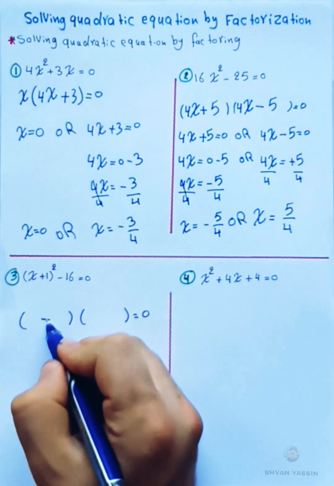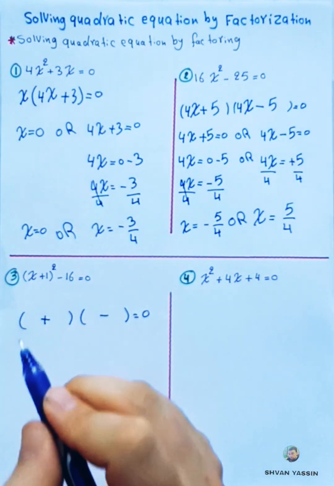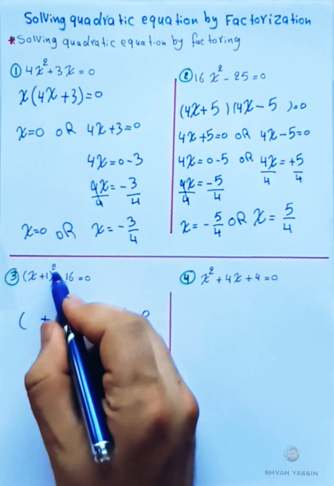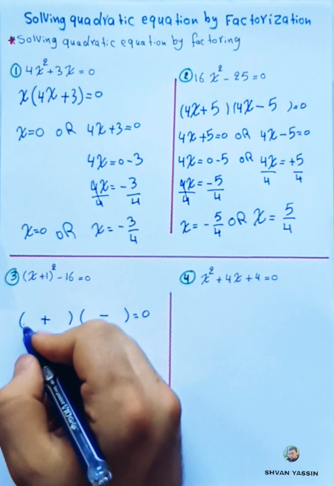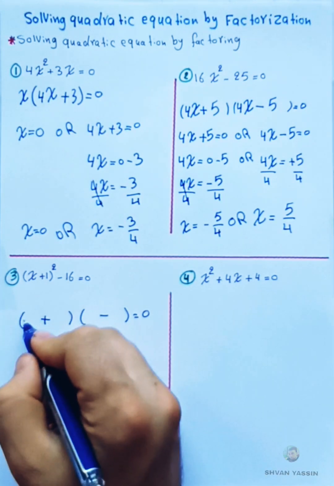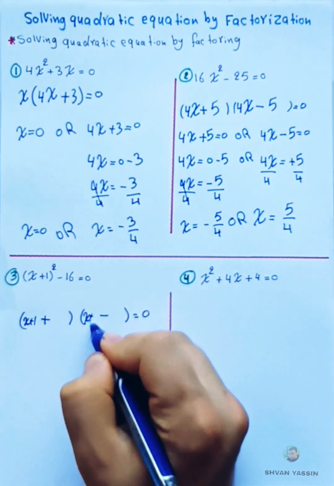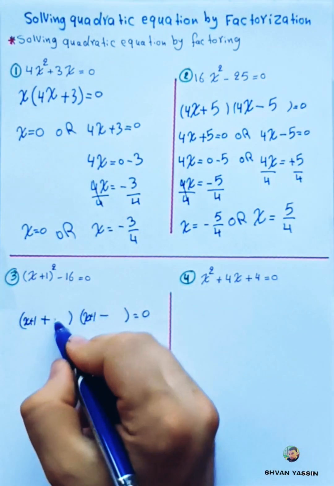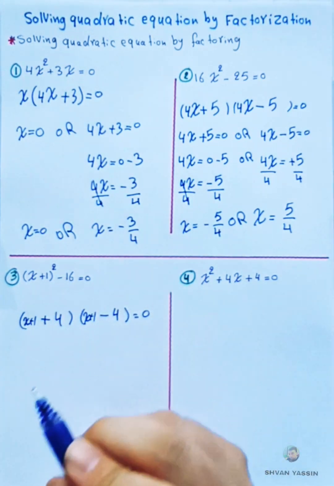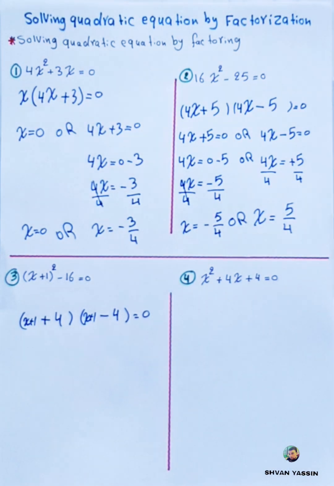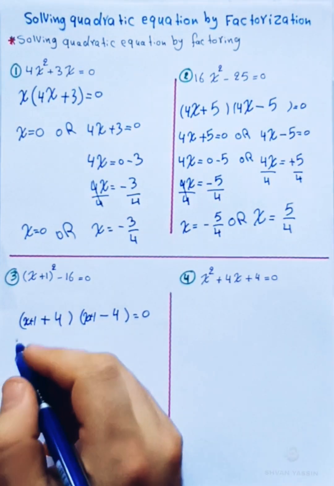The first one is plus and the second is minus. X plus 1 squared comes from x plus 1 multiplied by x plus 1, so we have x plus 1 and x plus 1, and then 16 comes from 4 multiplied by 4. After that you have to equal each expression to 0 and find the value of x.